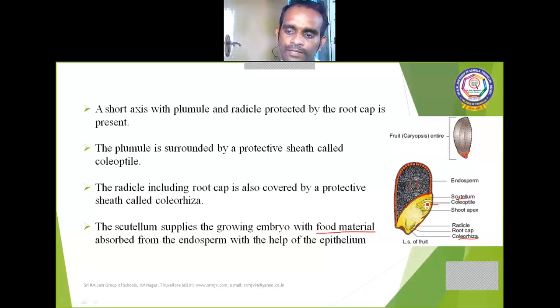Okay. Once again, I am repeating. Scutellum supplies the food materials to the developing embryo. The main function is that the scutellum always absorbs the food material from the endosperm with the help of epithelium. Once you observe, all the food materials are present here, and from here the food materials are transported to all parts of the embryo.